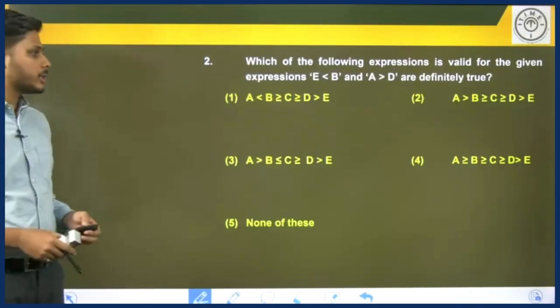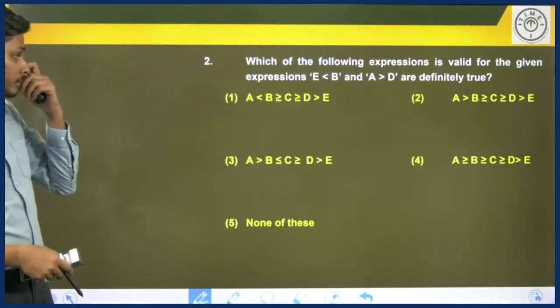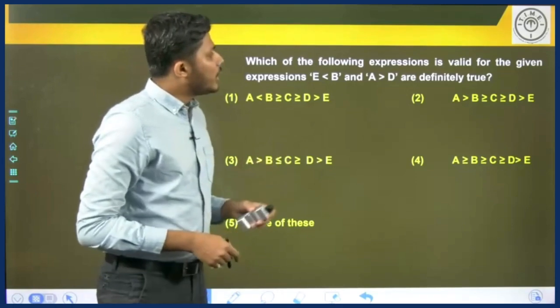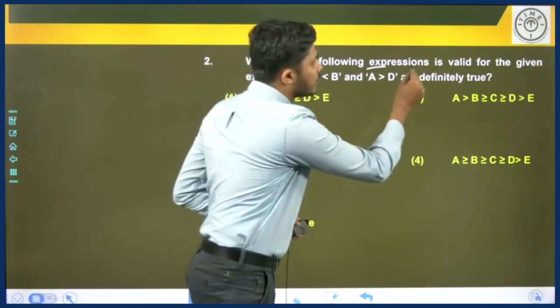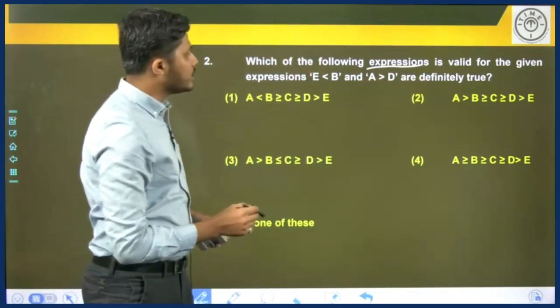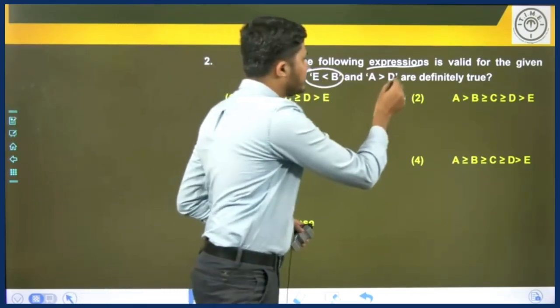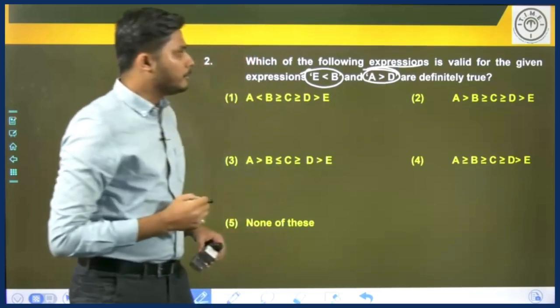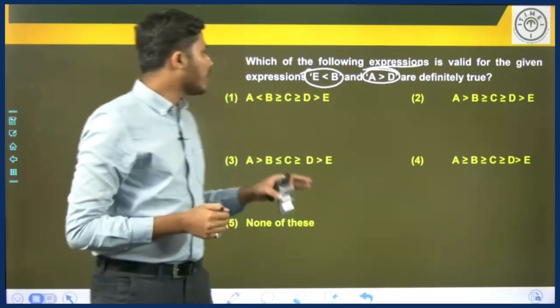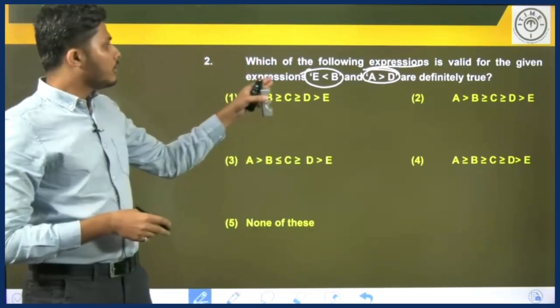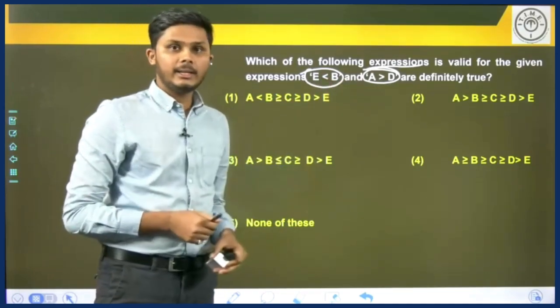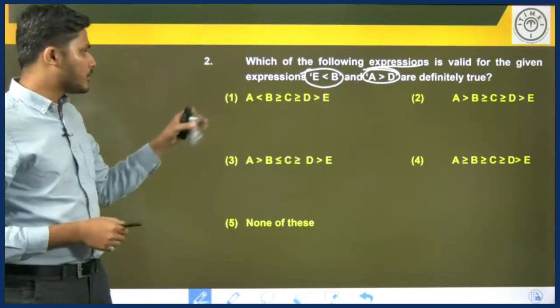Let's move on to the next question. The second question: which of the following expressions is valid, for the given expressions E less than B and A greater than D are definitely true? We have to check from the options if E is less than B and A is greater than D. Let's start with the first option.